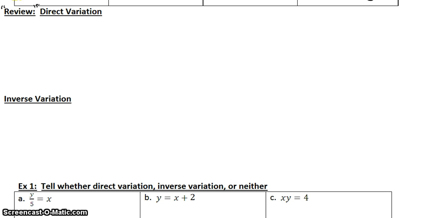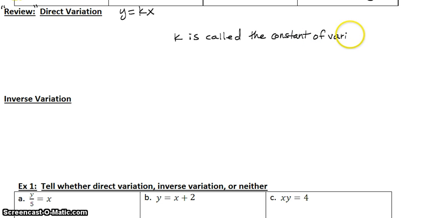The reason it would be in a graphing section is that a direct variation equation is an equation that is linear. y equals kx is the general format. k is called the constant of variation. So if they ask you to find the constant of variation, that's probably what the directions in the book will say, they're asking you to find k.